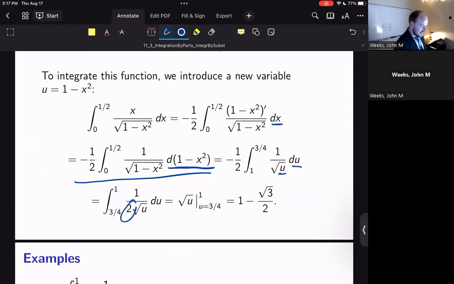Notice now we've also brought the 2 into the integral, because that gives us a very nice definite integral, square root of u. Going through and plugging in what those limits are, I get something going from 3/4 to 1. So plugging in everything there gives us our answer.